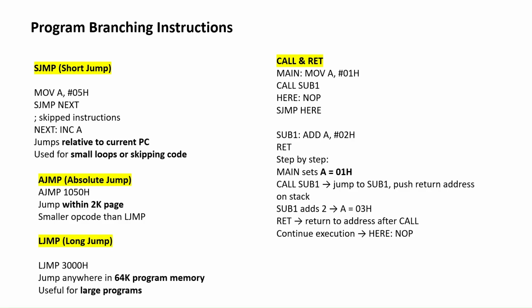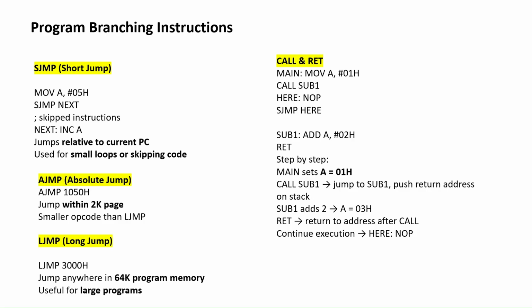Next is DJNZ, decrement and jump if not 0. This instruction is very useful for creating loops. DJNZ means first decrement the register value by 1, then check if the result is 0. If it is not 0, the program jumps to a specified label.